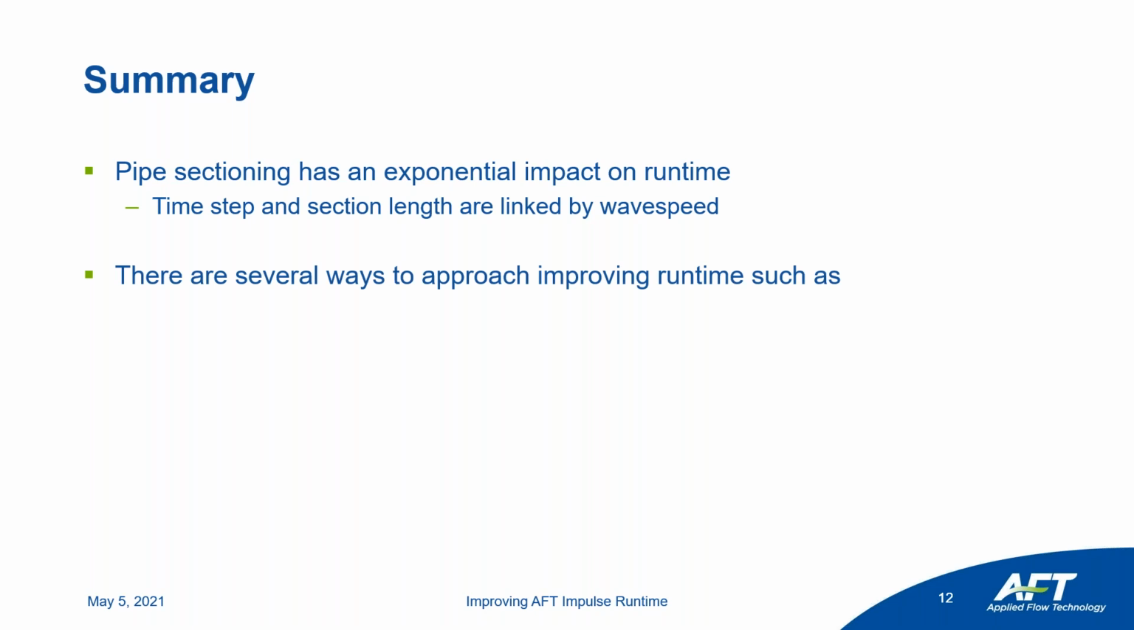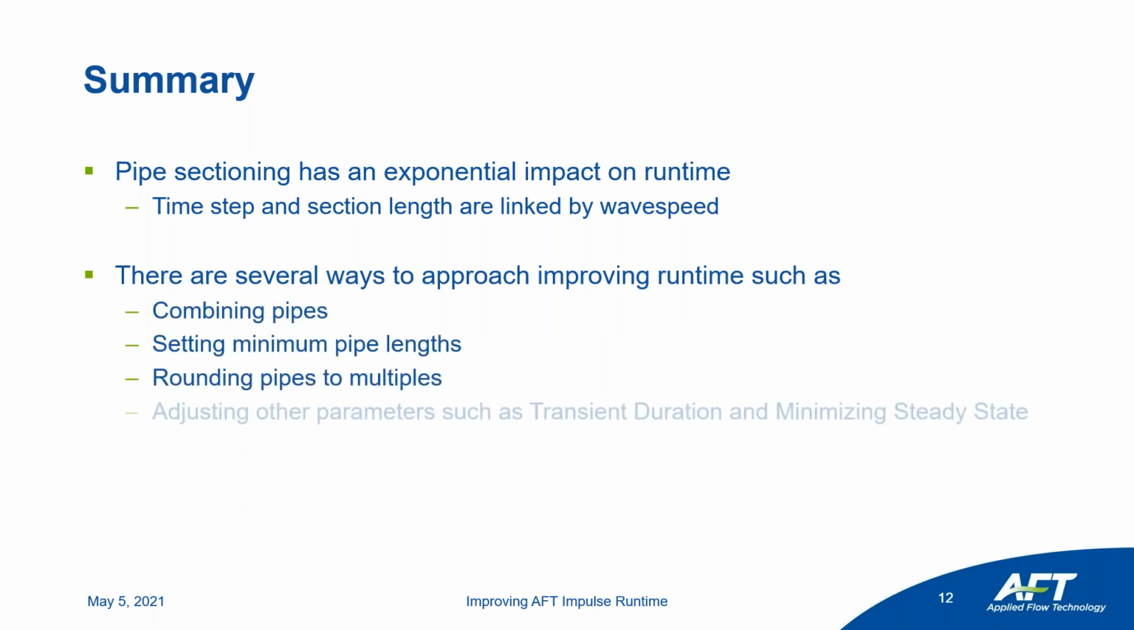There's a few ways that you can improve your runtime. Some of the ways that we looked at today was combining your pipes, which is the easiest and can provide a lot of marginal improvement. You can use pipe minimum lengths. Again, if you have very short pipes in your system with very long pipes, the short pipes may not contribute significant loss to the system. You can round pipes to multiples, and that'll give you really capitalizing on sectioning there. But there are a lot of things you can do within the model without changing the model itself, such as the transient duration and minimizing your steady state modeling time.